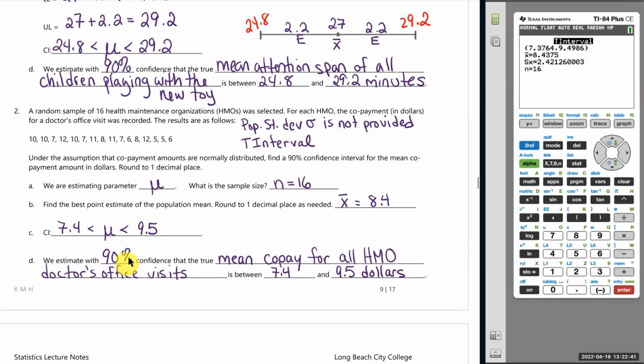So again, with technology, it's pretty easy to find the confidence interval. Your job is to figure out, did they give you sigma? If they do, use a Z interval. And if they don't give you sigma, we go with a T interval.